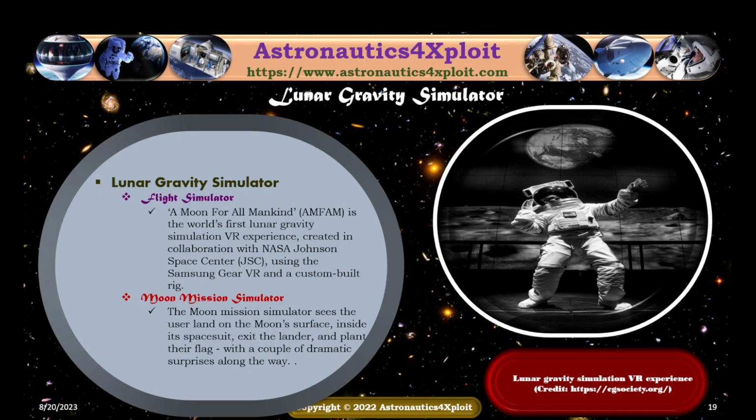Lunar gravity simulator, A Moon for All Mankind, is the world's first lunar gravity simulator experience, created in collaboration with NASA using the Samsung Gear VR and a custom-built rig. The Moon Mission Simulator sees the user land on the Moon's surface inside a spacesuit, exit the lander, and plant their flag with a couple of dramatic surprises along the way. The lunar gravity simulation experience is shown in this picture.